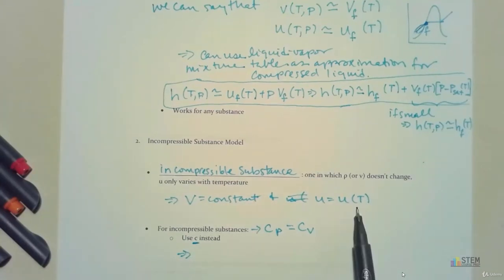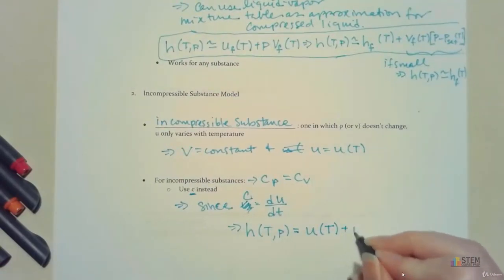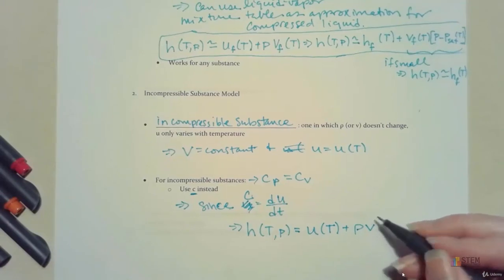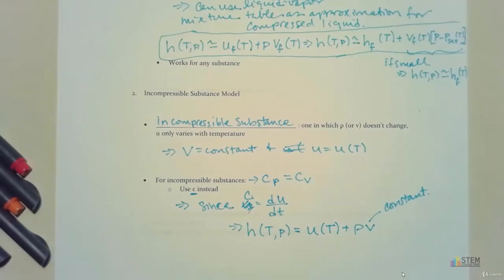Now, we already said U is a function of temperature. Since C is du dT, then we can go ahead and write our specific enthalpy, a function of temperature and pressure. That's going to equal our specific internal energy at our temperature plus P times V. And V is going to be constant. So now we have that relationship. So let's go ahead and expand on that.